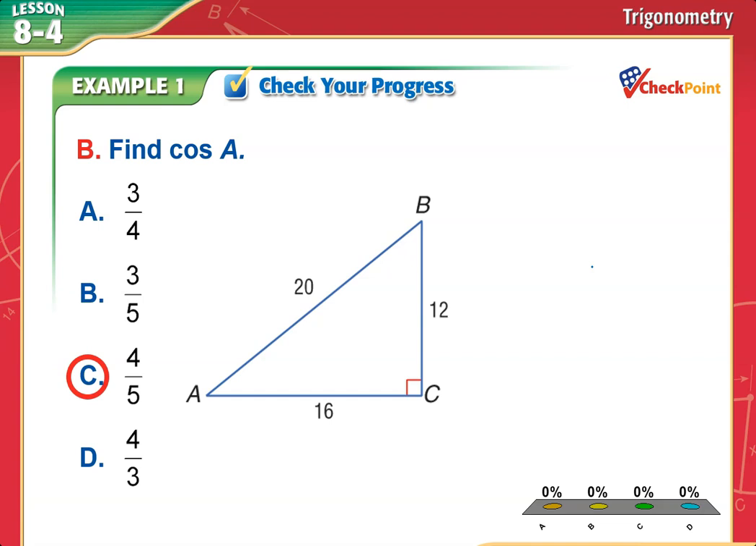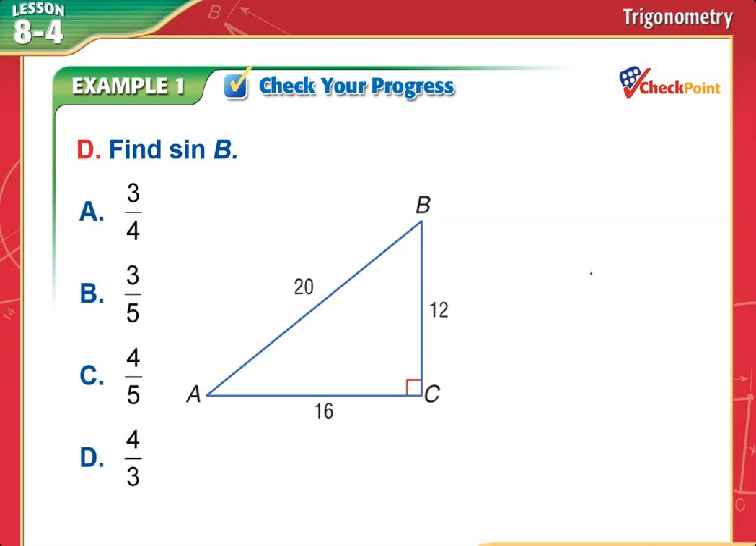And then finally, check your progress. You're going to find tangent of A. Go ahead and pause your video. Tangent of A is 12 over 16. That would be the opposite side over the adjacent side, 12 over 16, which reduces by a factor of 4 into 3/4. Okay, now you're going to find sine of B, with the same triangle.